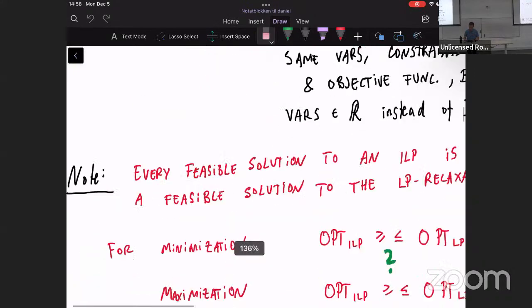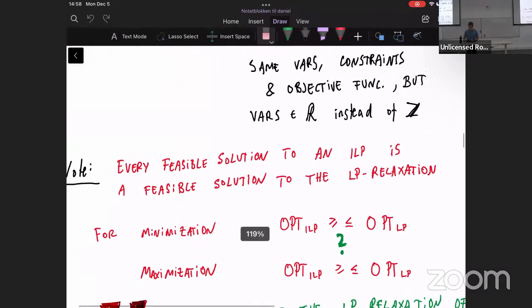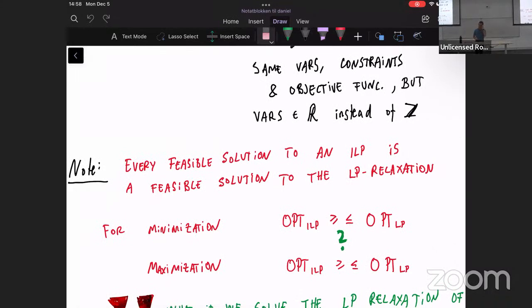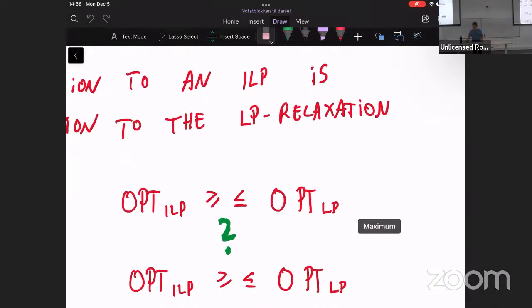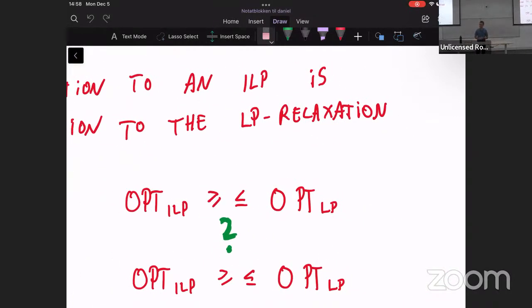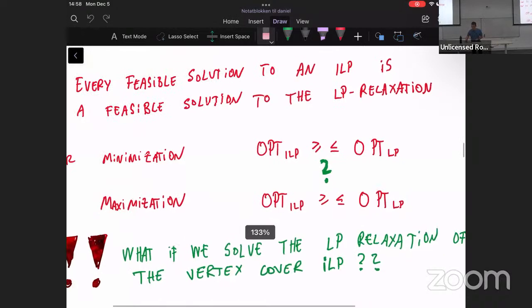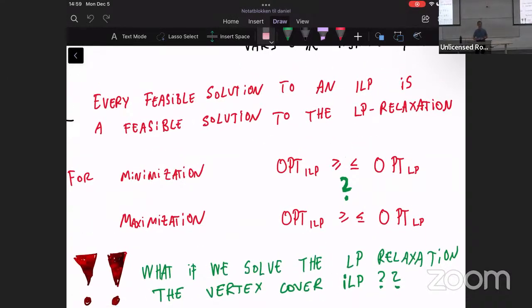And here is a nice consequence of this: every feasible solution to an ILP is a feasible solution to the corresponding LP, because every integer is a real number. That's a deep insight. So as a consequence of that, for every minimization problem, the opt ILP is always either greater than or equal to or less than or equal to the optimum LP value, and the same for the maximization problems. Okay, now I want to check whether you guys have been awake.